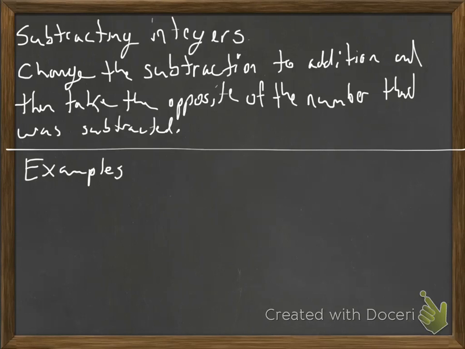So let's take a look at an example or two. I think more than two, maybe three or four. Okay, so let's say we're going to do 3 minus 7. Now we change that subtraction into addition. So we change that to 3 plus, but we have to change the 7 into a negative 7. So it becomes 3 plus negative 7. The parentheses there are not required. I'm just putting them there for extra emphasis.